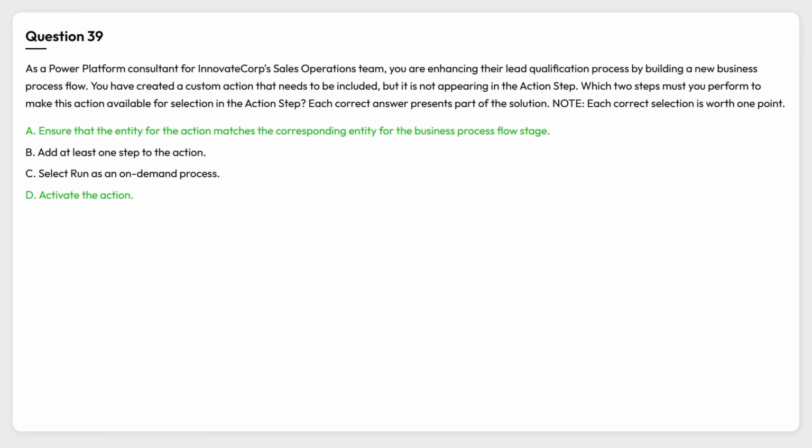The correct answers are Option A. Ensure that entity for the action matches the corresponding entity for the business process flow stage. Option D. Activate the action.